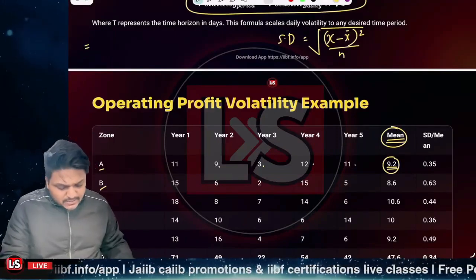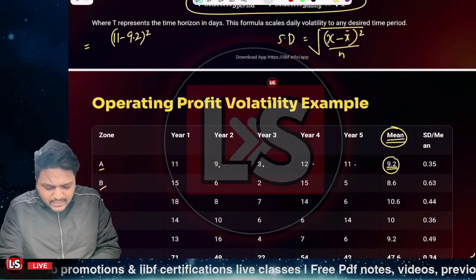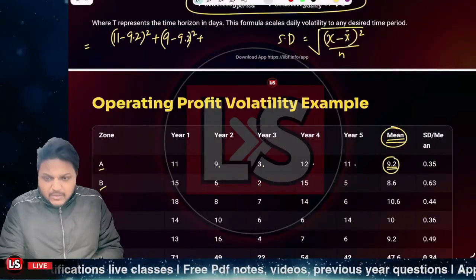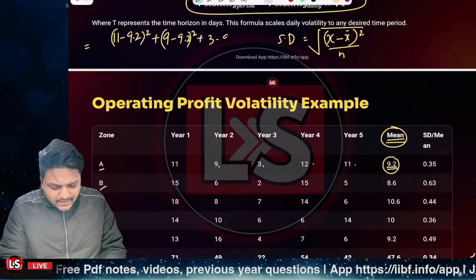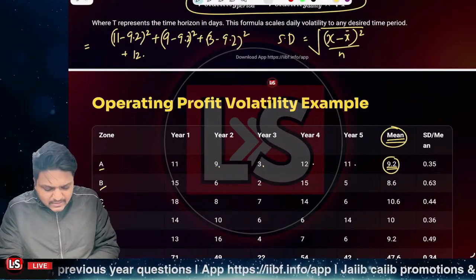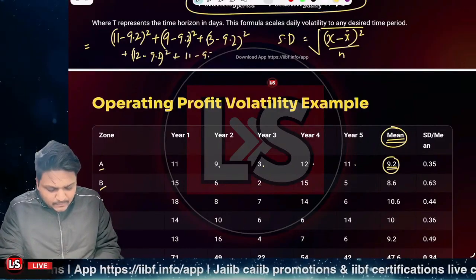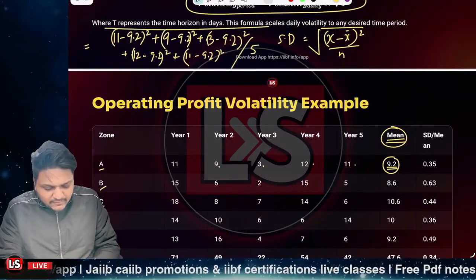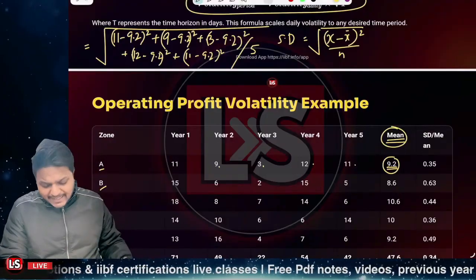Now how are we going to calculate? The first term is 11, so (11 minus 9.2) squared, plus (9 minus 9.2) squared. Because it is squared, no term will be negative, right? The other ones are (3 minus 9.2) squared, plus (12 minus 9.2) squared, plus (11 minus 9.2) squared. These are the 5 terms, divided by the number of terms, that is 5, and the square root of it. So this is what we need to solve. Very easy, don't worry.